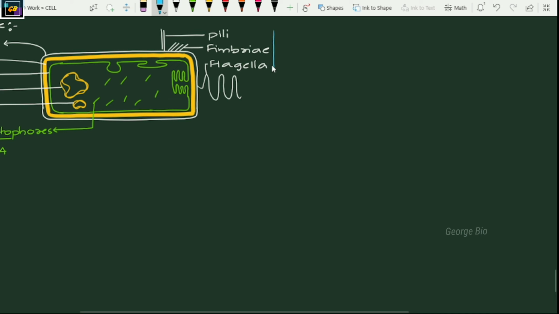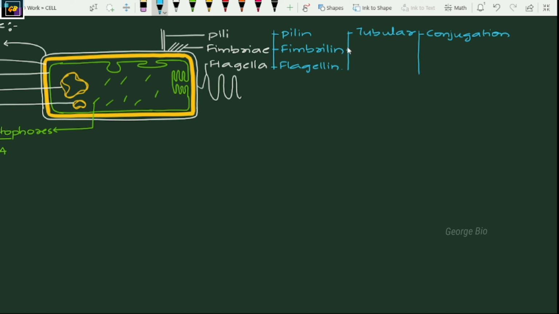Now these three appendages are made of different kinds of proteins. Pili is made of pillin protein. Fimbriae is made of fimbrilin. Flagella is made of flagellin protein. Now this pili is tubular in structure and helps in conjugation or else mating.